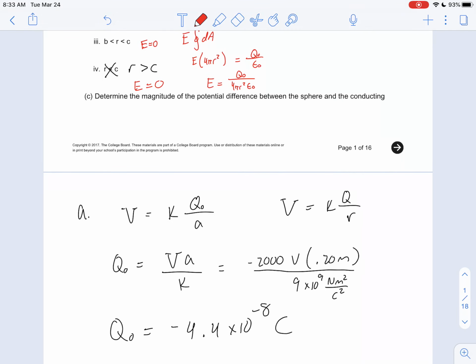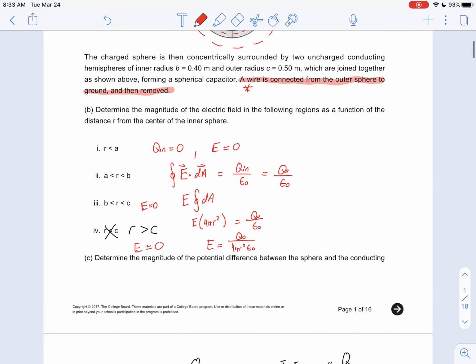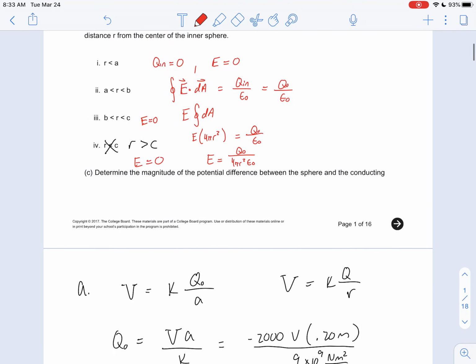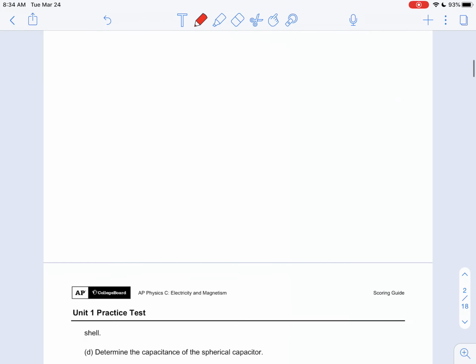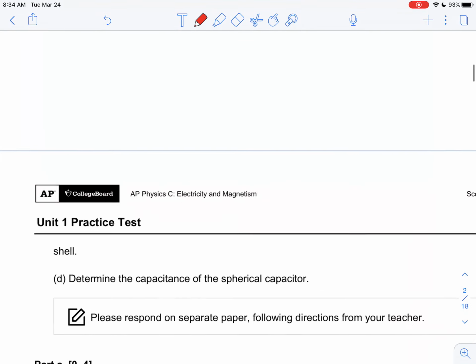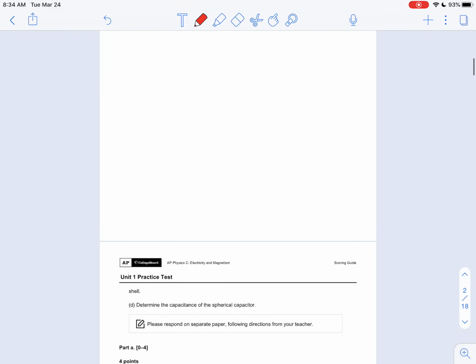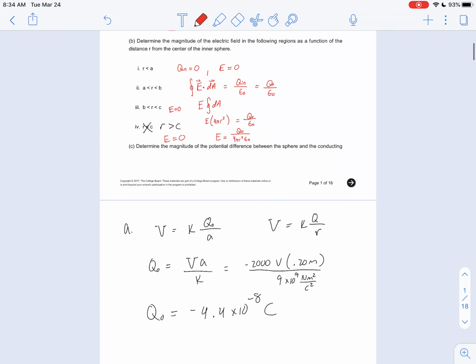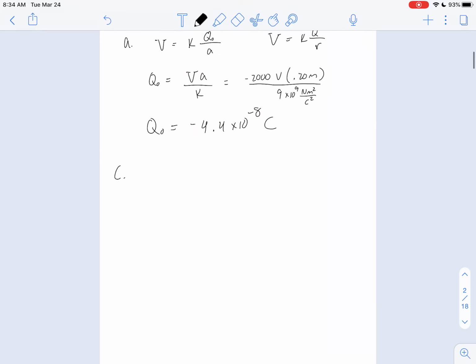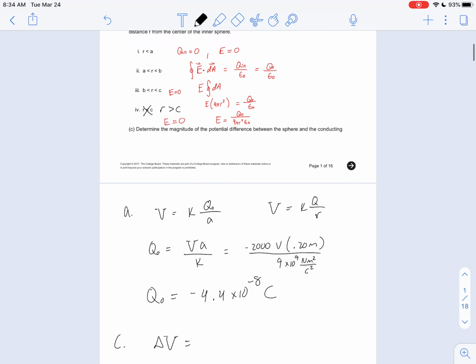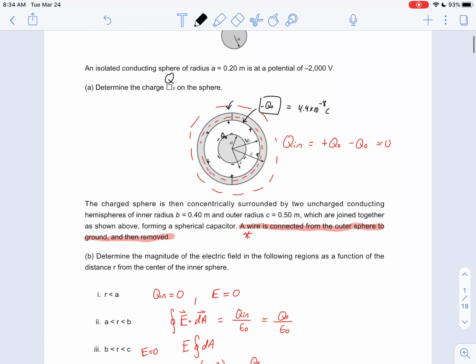Part C, determine the magnitude of potential difference between the sphere and the conducting, okay, so it must be the conducting shell. That part got cut off. Oh, there it is, conducting shell. So for part C, we are going to use delta V, and let me just erase all of this stuff again.